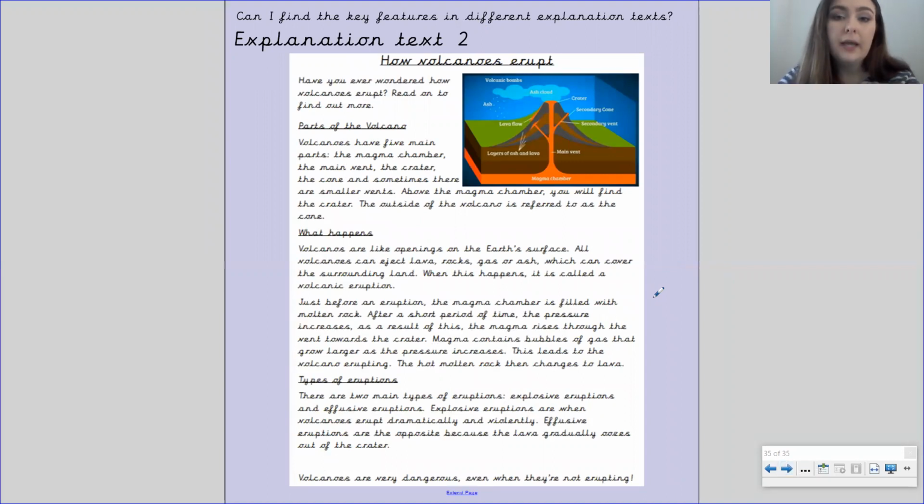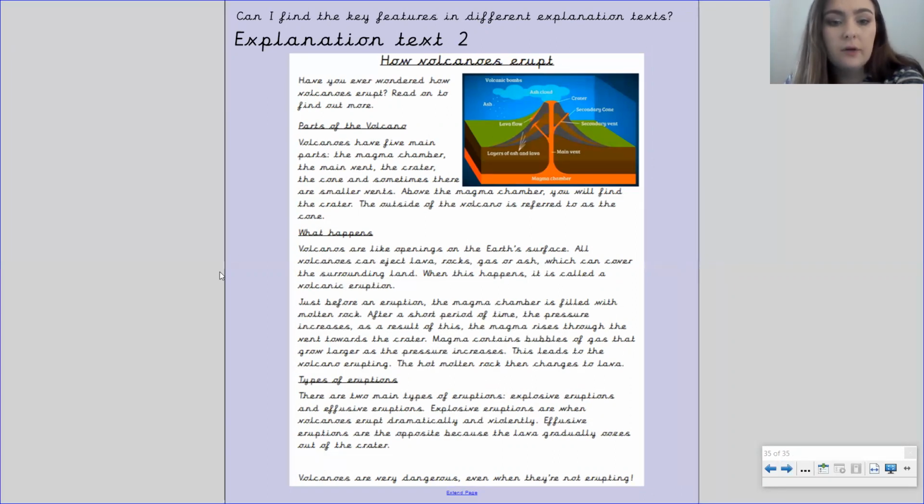It's called How Volcanoes Erupt. So, how volcanoes erupt. Have you ever wondered how volcanoes erupt? Read on to find out more. Parts of the volcano. Volcanoes have 5 main parts: the magma chamber, the main vent, the crater, the cone, and sometimes there are smaller vents. Above the magma chamber, you will find the crater. The outside of the volcano is referred to as the cone.